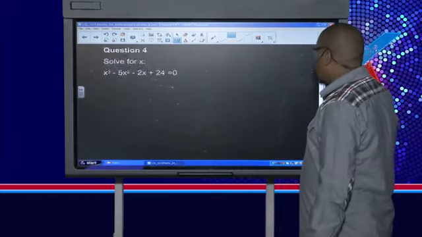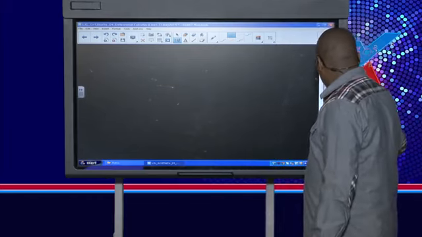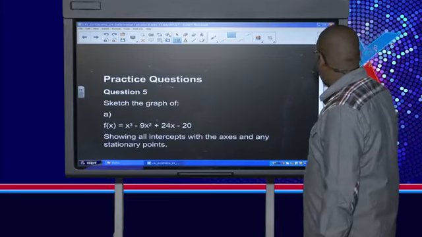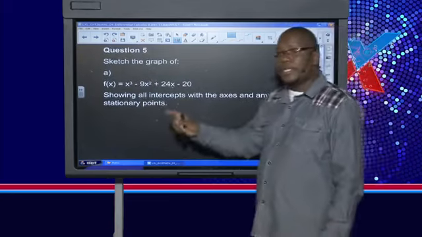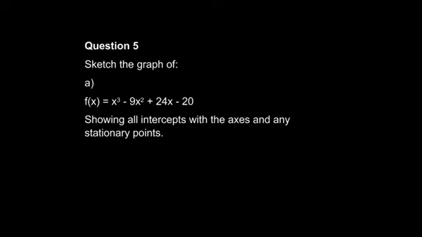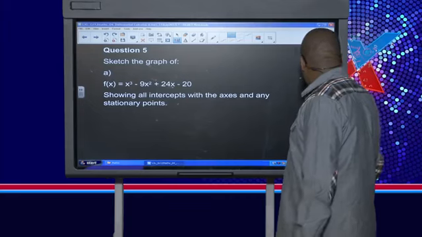Now, it is also on your notes. I am going to give you this question to do as your homework. Then when we meet next week, we're going to be looking at drawing these functions. Okay, so you can take it down quickly. You sketch the graph of f of x equals x cubed minus 9x squared plus 24x minus 20. You have to show all intercepts with the x-axis and any stationary points, with your turning points and so forth. And you may discuss them but then we're going to look at that next week.